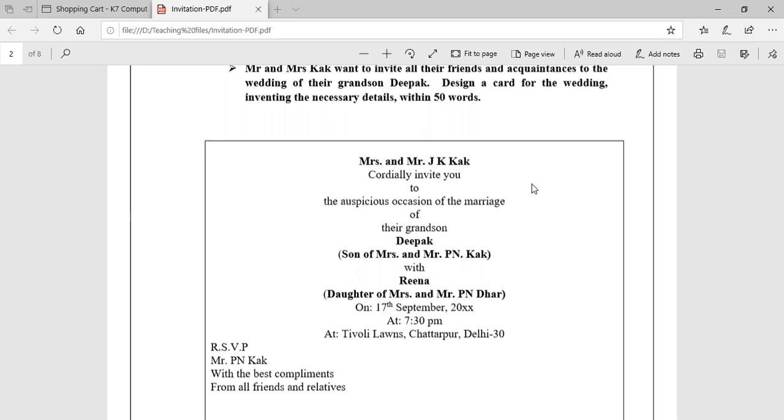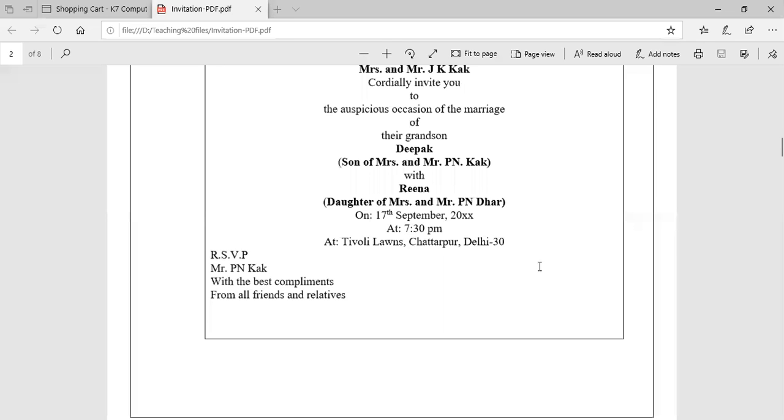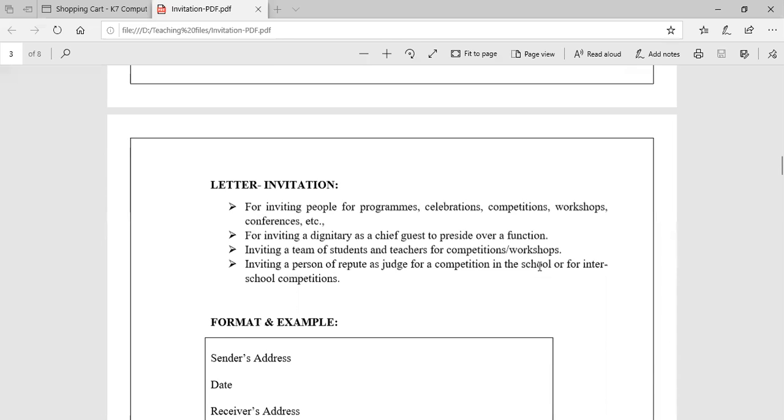No issues. So whenever we are writing a printed card format, we have to follow third person's note. You understand the third person's note? He, she, it, and they. Third person's note, we have to follow that. That means there will be "they" and "their": their marriage, their grandson Deepak, right? Two things we have to concentrate on: formal invitation card printed, then formal letter invitation.